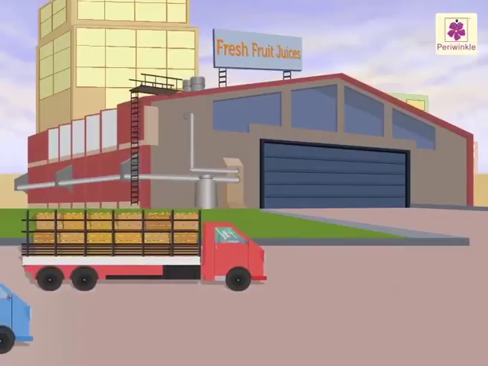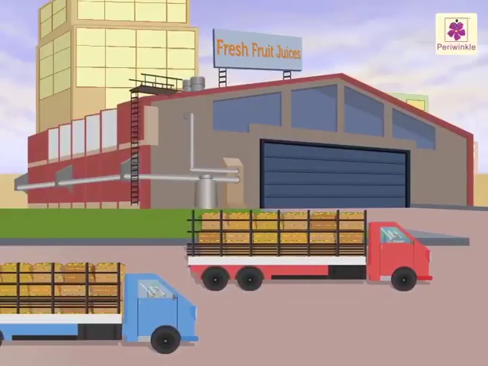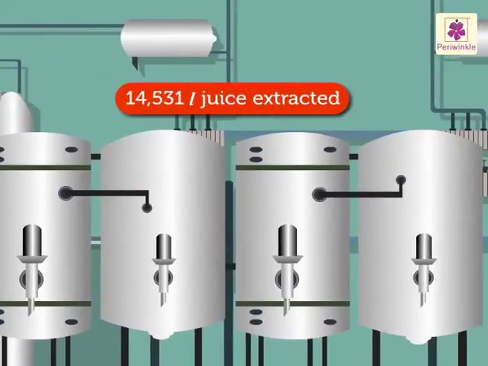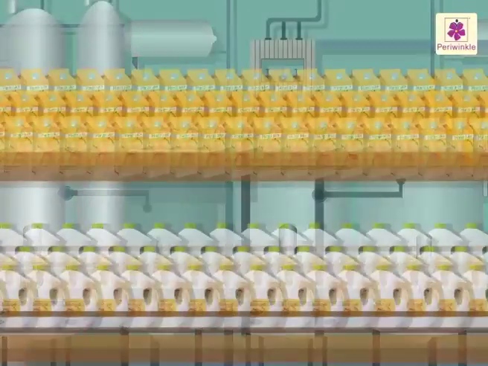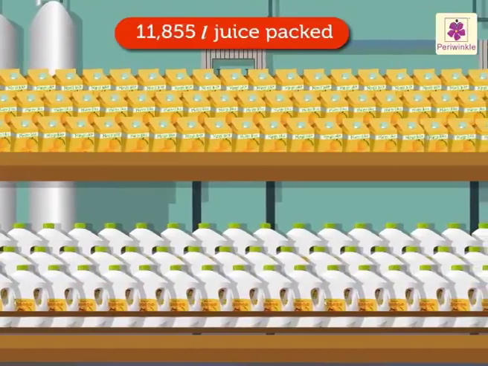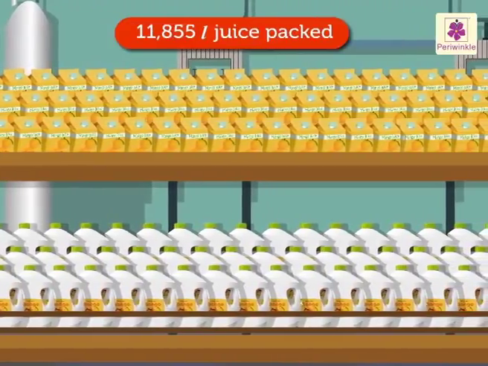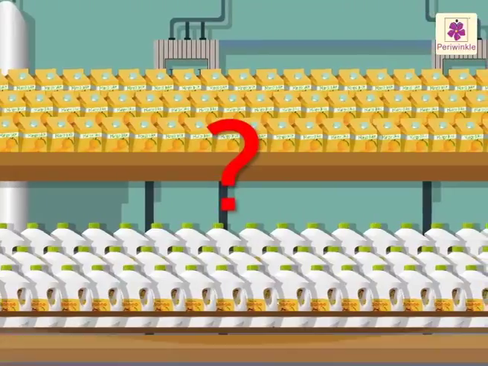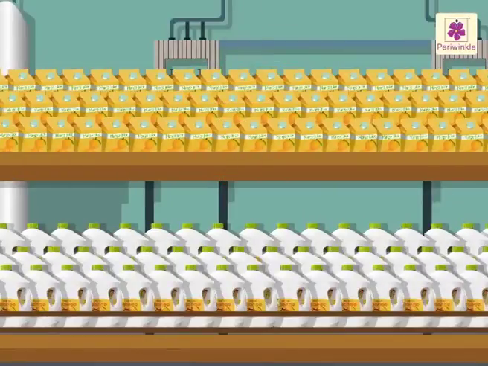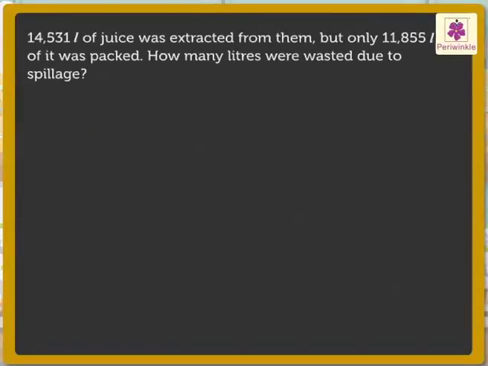These mangoes were sent to the juice factory. 14,531 liters of juice was extracted from them, but only 11,855 liters of it was packed. How many liters were wasted due to spillage? Now, let us begin solving the problem.